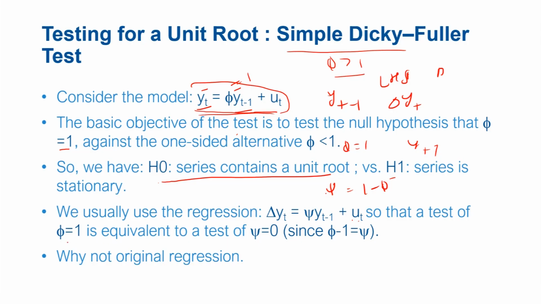So a test of phi equal to 1, which is the null of a unit root, is equivalent to a test of psi equal to 0, because psi is nothing but phi minus 1.